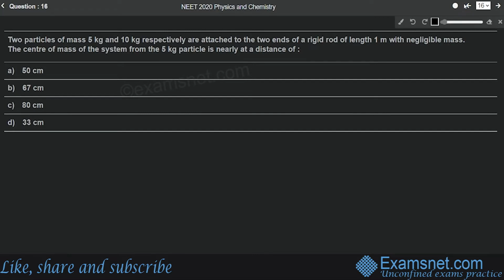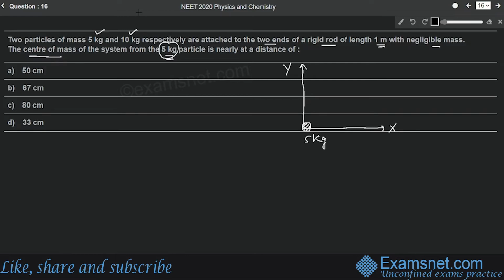Question number 16 is from the chapter Systems of Particles and Rotational Motion, and the question is, two particles of mass 5 kg and 10 kg respectively are attached to the two ends of a rigid rod of length 1 meter with negligible mass. The center of mass of the system from the 5 kg particle is nearly at a distance of. Okay, so we take two axes here, one is x axis and the other is y axis. So we are taking 5 kg as reference, right? In this type of question, we assume one of the masses to be kept at the origin. So here it will be 5 kg mass that is kept at the origin.